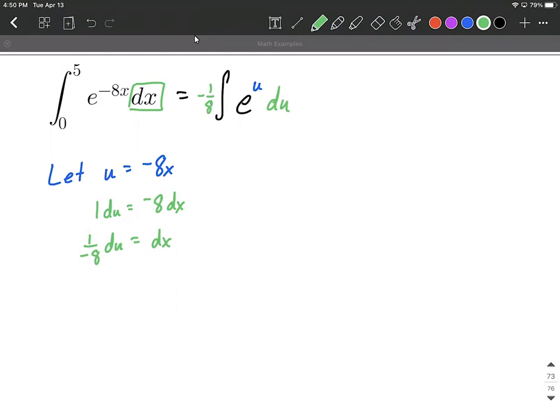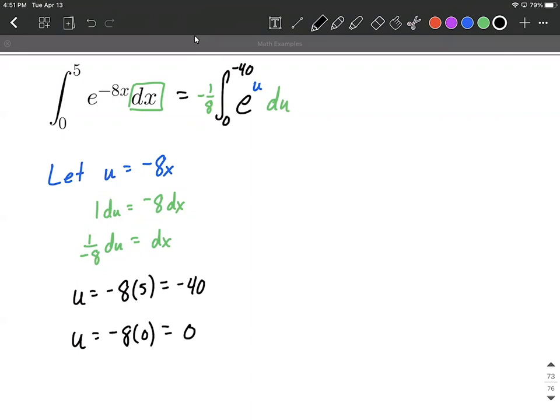Now the other thing to be careful about is this is a definite integral. Originally, our bounds of integration were 0 and 5, but those were x values. We need to get these into u values. So to do that, what I'm going to do is use our equation where we said u equals negative 8x, and I'm going to plug in those x values for x. All right, so as we plug in 5, converting this over to a u value, that's going to be negative 40 for our upper bound. And then we have u equals negative 8 times 0 is still going to be 0 for our lower bound. But at this point, those are u values as opposed to x values.